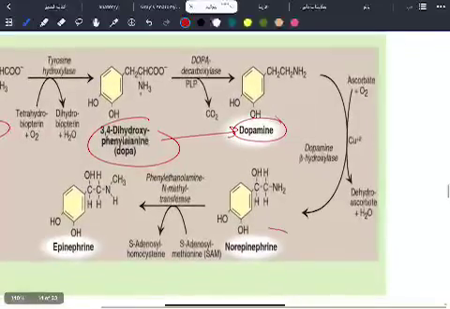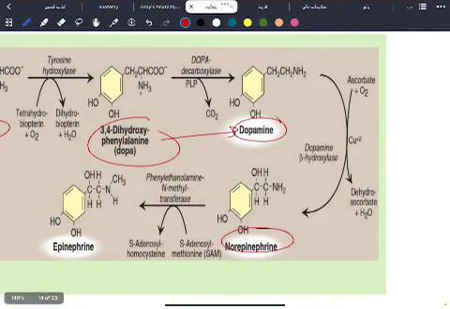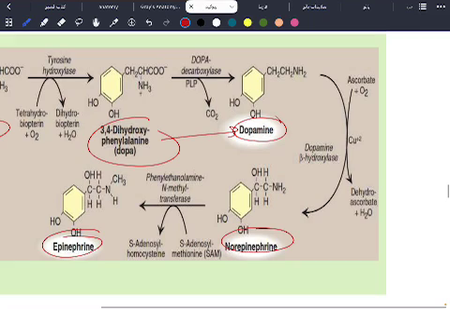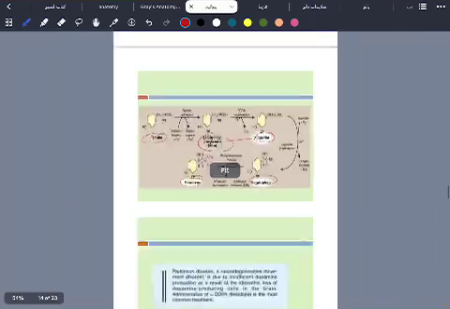So you have to memorize the whole pathway of the catecholamine molecules. Now, which catecholamines do we always measure? Dopamine, norepinephrine, and epinephrine. So you have to know the differences between these molecules. Basically, they are derived from a single amino acid known as tyrosine.